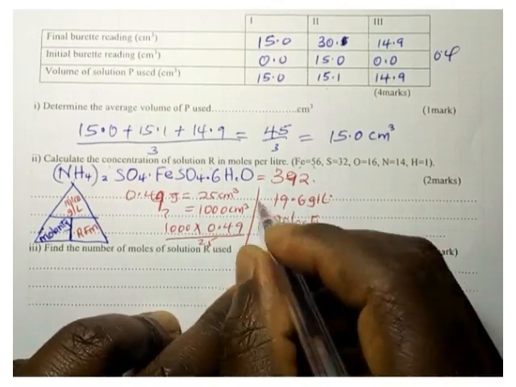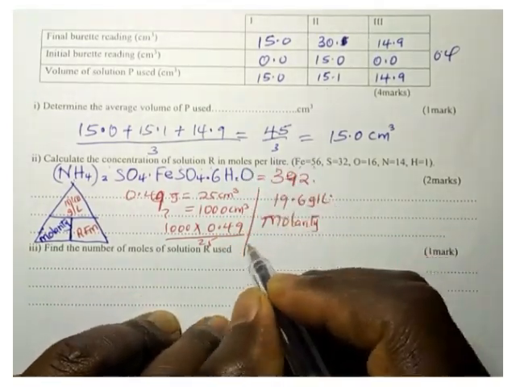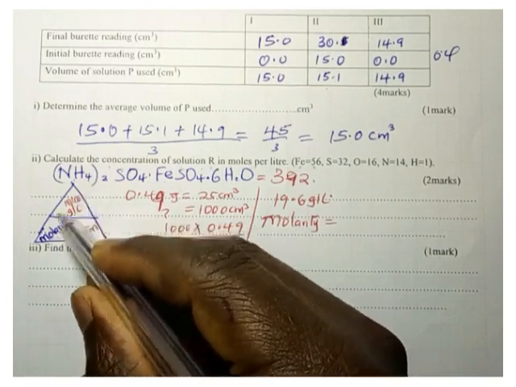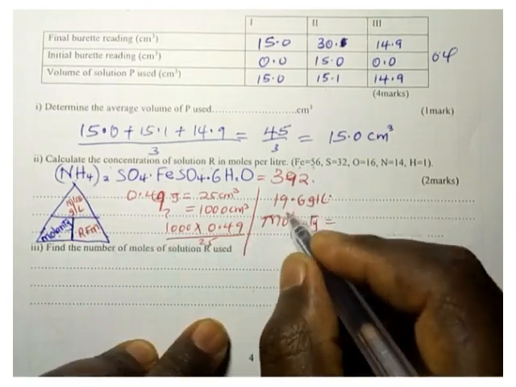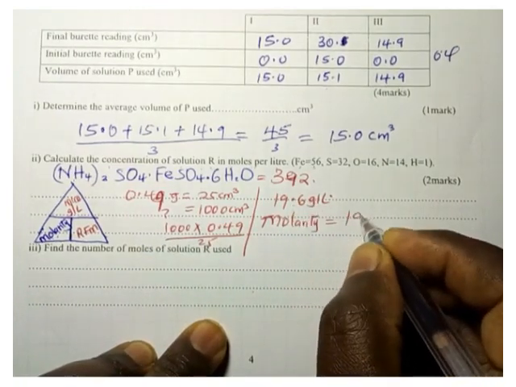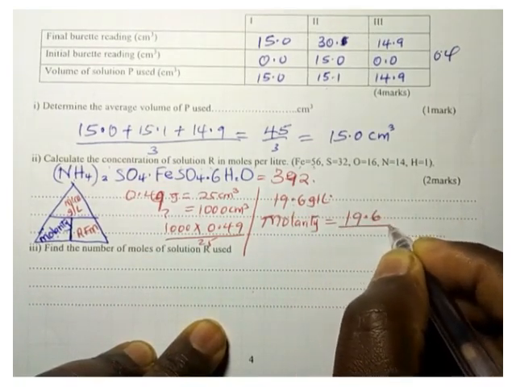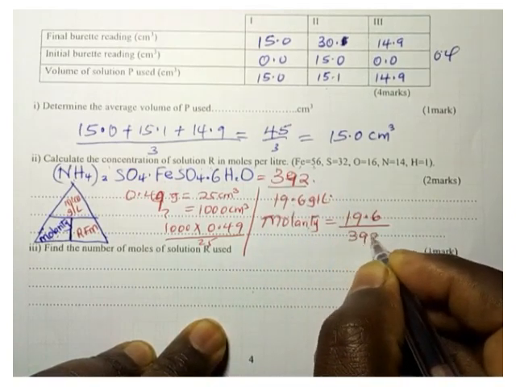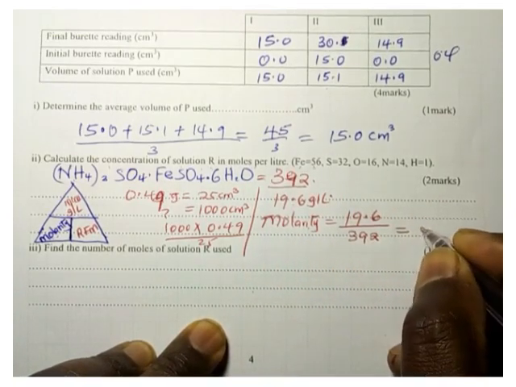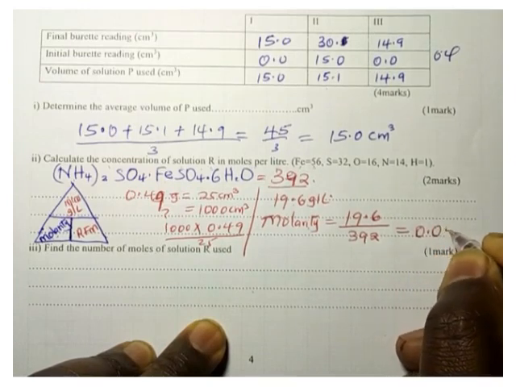But we know that concentration of a solution in moles per liter means molarity. We know that molarity from this formula is equal to mass in grams per liter divided by RFM. We have mass in grams per liter, which is 19.6 divided by RFM 392. So the molarity is 0.05.